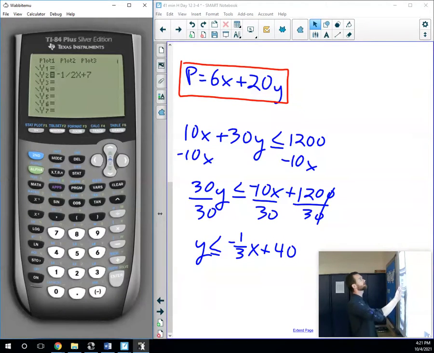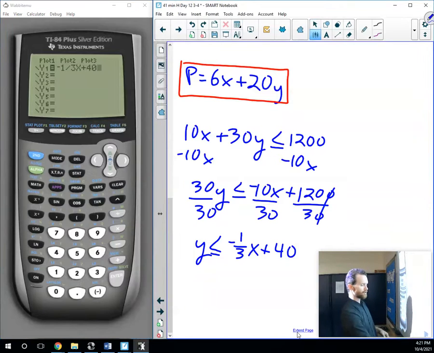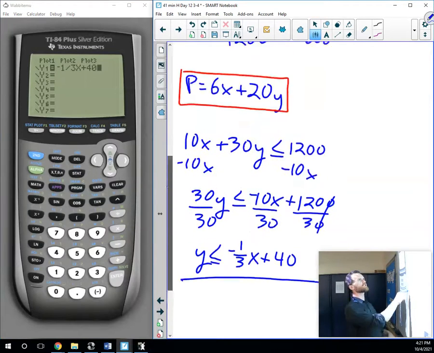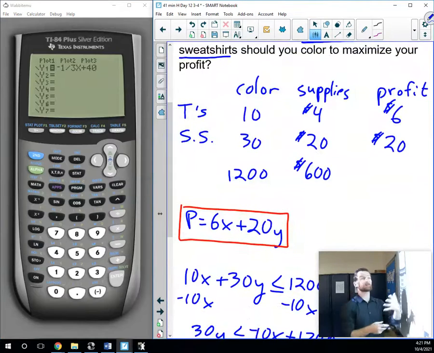So clear. Get them out of there. So it's negative 1/3 x plus 40. Let's knock out the x because we've got our second constraint to worry about. We just did, that was the amount of time, right? Oh yeah, the amount of time it took to color.